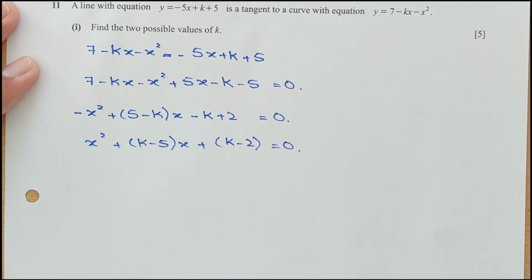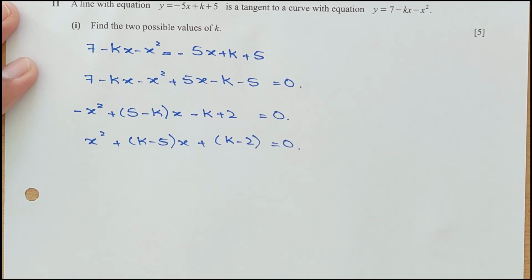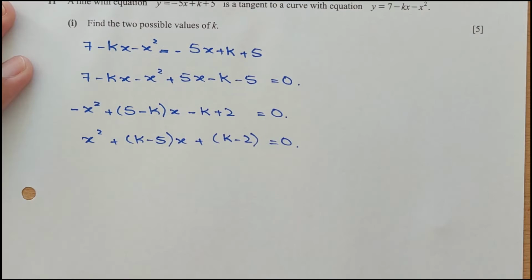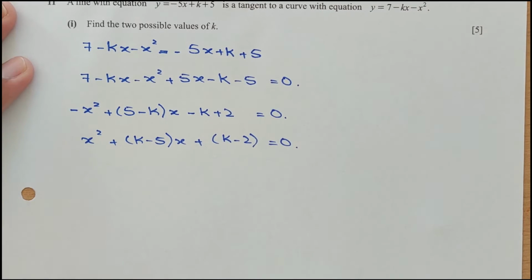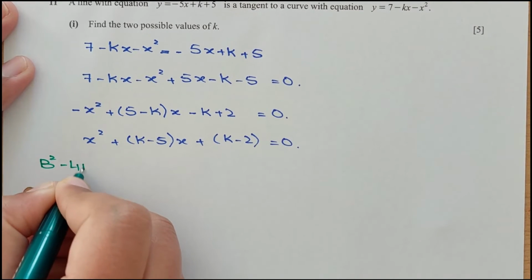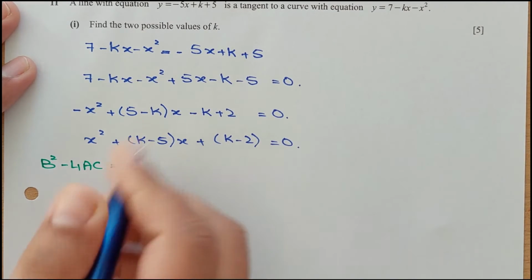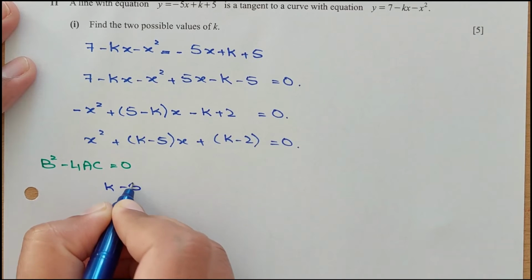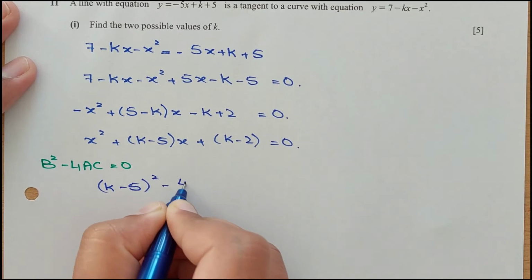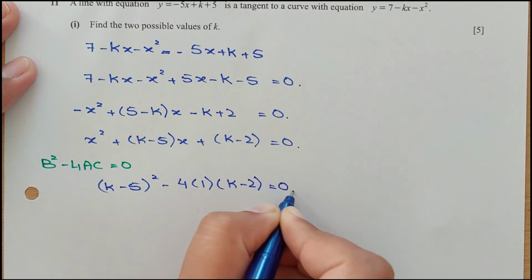So it touches the curve at exactly 1 point. So it means the discriminant is equal to 0. This is a quadratic equation, so its discriminant is equal to 0. Now let me solve the discriminant, that is b squared minus 4ac, equals 0. So what is the b? b is k minus 5, its whole square, minus 4 times the a value times the c value. This equals 0.